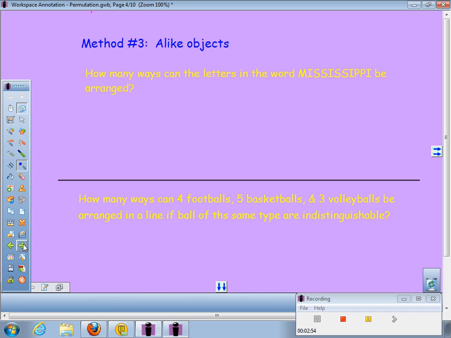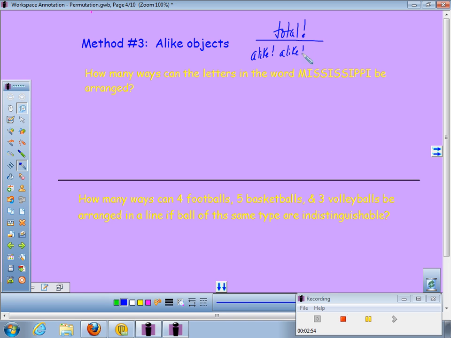It turns out, what you do is you take the total number of objects you've got, you do that factorial like you would have normally done. But because you have a like object, you divide by the amount of alikes you have. And I'll explain what this means with numbers in just a sec.